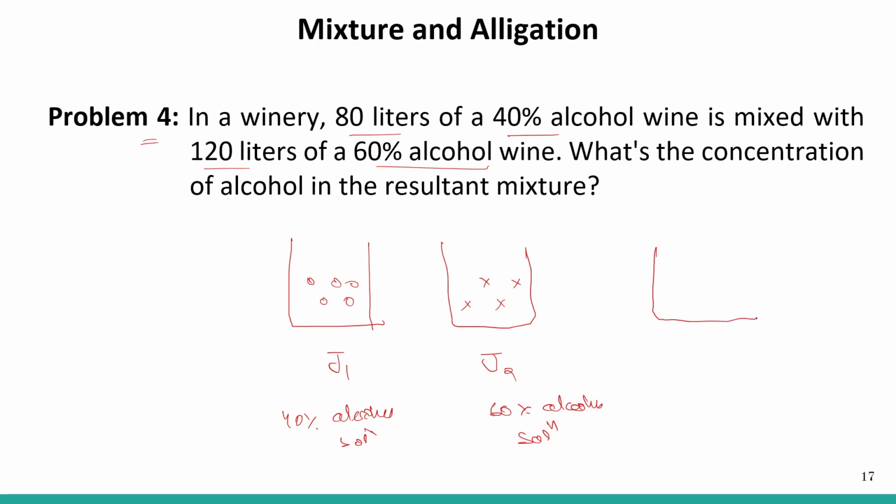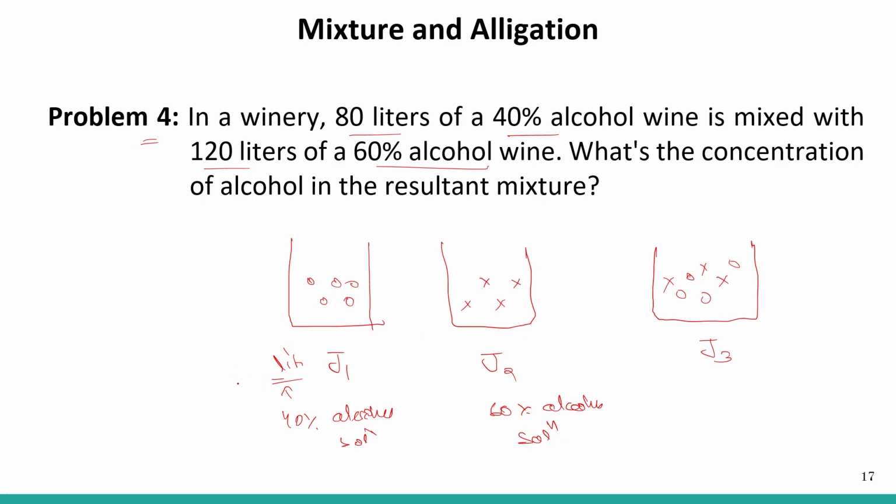So what you do is take another jar, that is J3, and mix them together. It is something like that. So you mix them together. It says that you have 120 liters of this, and you have what?